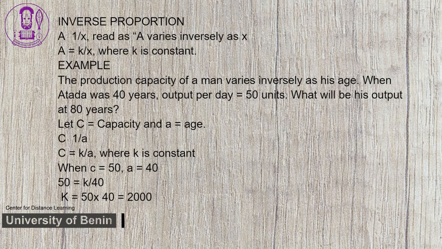Let C equal capacity and A equal age. C ∝ 1/A, so C equals K/A, where K is a constant. When C equals 50, A equals 40. 50 equals K/40, so K equals 50 × 40 equals 2000.